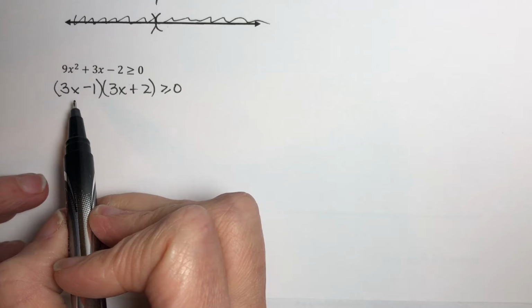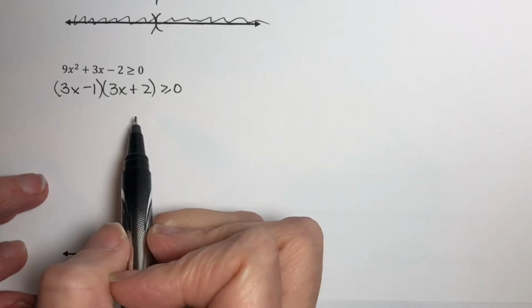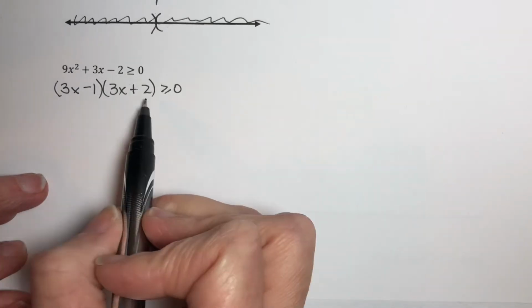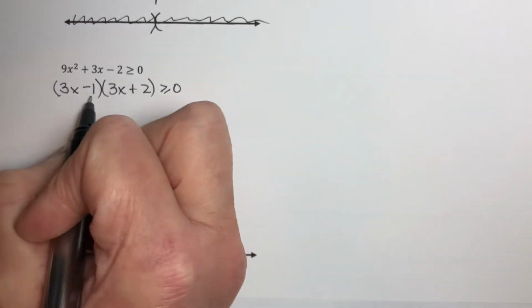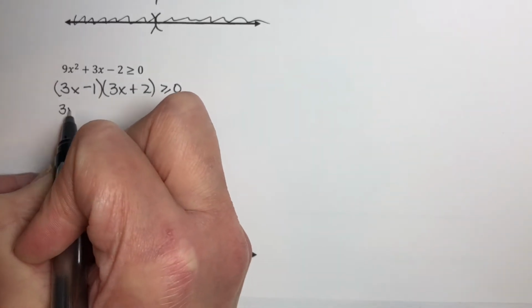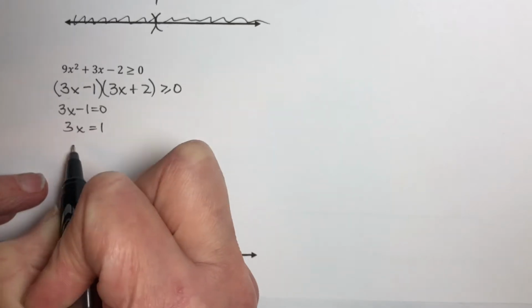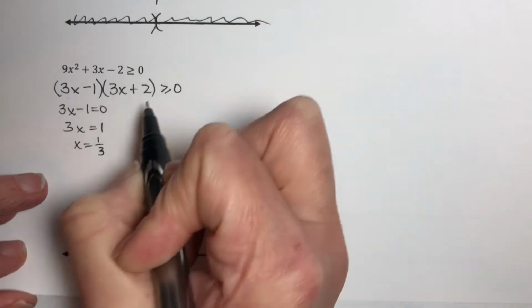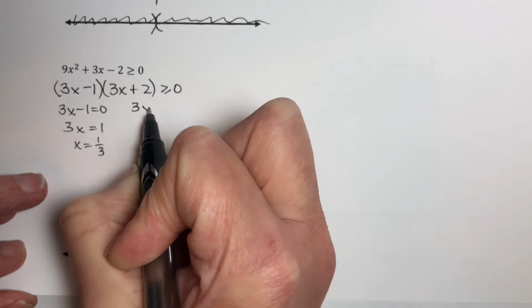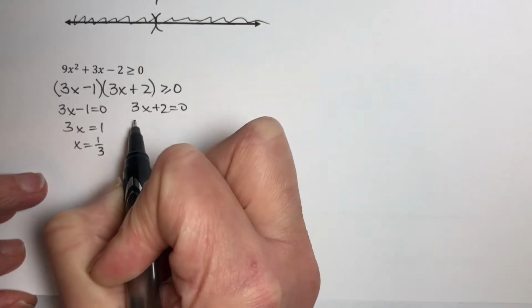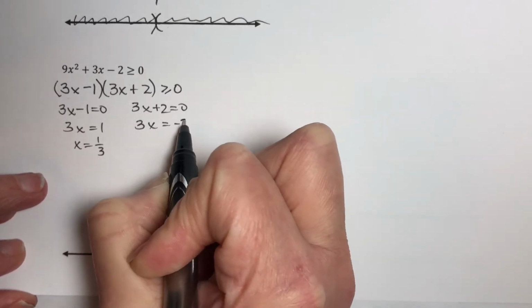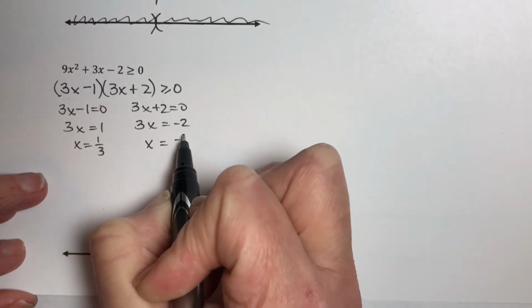Okay, now to do our number line to create our chart, we need to figure out which gives us zeros on each of these. If I set this equal to 0, I get 1/3. And here, if I set 3x plus 2 equal to 0, I get negative 2/3.